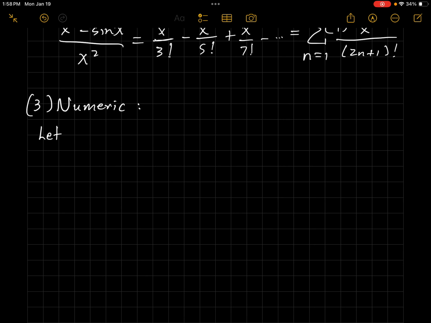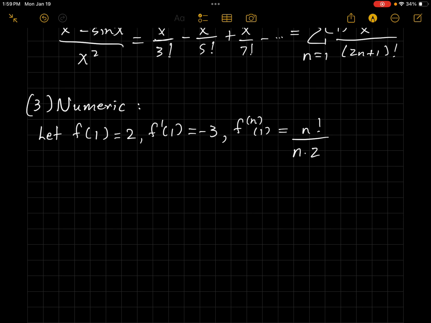Suppose I have a function, and I don't know what f of x is, but I know some information about it. I know that f of 1 is 2, f prime of 1 is negative 3, and then the nth derivative at 1 is n factorial over n times 2 to the n for all n greater than or equal to 2.